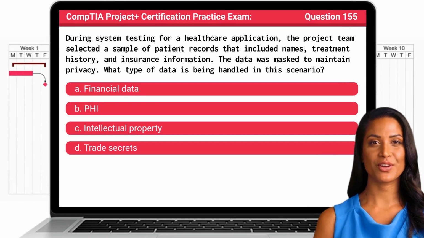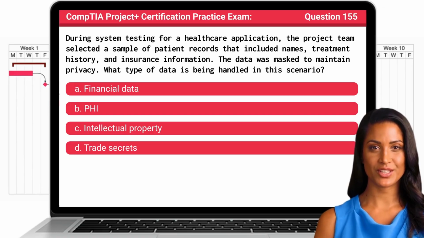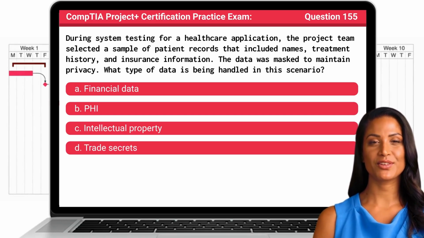Question 155. During system testing for a healthcare application, the project team selected a sample of patient records that included names, treatment history, and insurance information. The data was masked to maintain privacy. What type of data is being handled in this scenario?